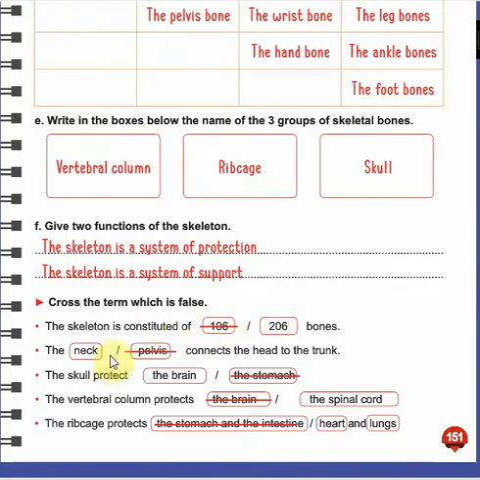The neck connects the head to the trunk. The skull protects the brain. The vertebral column protects the spinal cord. The rib cage protects heart and lungs. Okay?